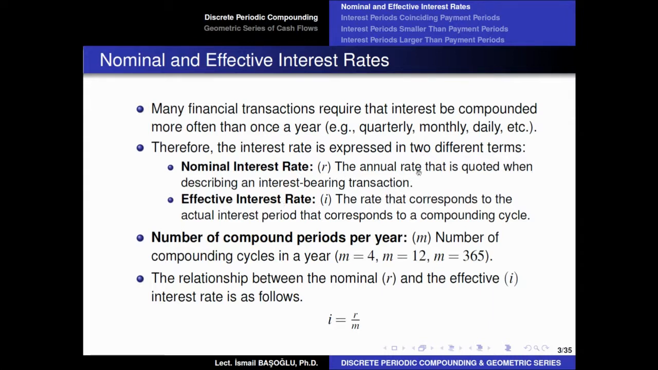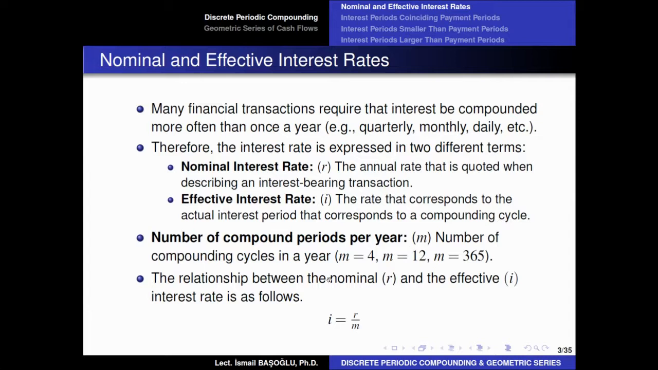Now, the nominal interest rate is the annual interest rate. However, if the compounding occurs in different periods, we call these interest periods. Compounding periods are called interest periods. If the interest periods are different than years, then we need to compute the effective interest rate that corresponds to the actual interest period or the compounding cycle.